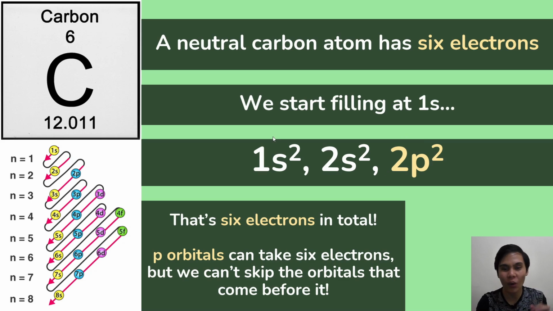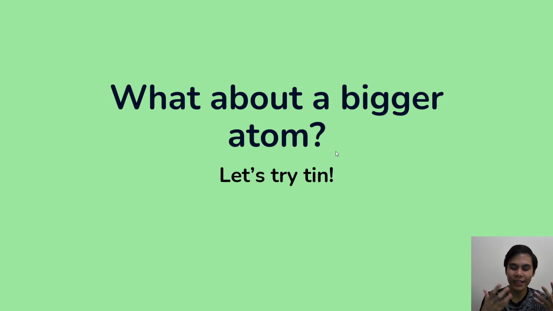We can't just say, okay, there's 6 electrons, let's just shove them all into 2p. We can't do that because we have to follow the Aufbau principle. We have to fill in 1s and 2s first. So what about a bigger atom? Let's try a bigger atom so we can see the exceptions to the Aufbau principle.